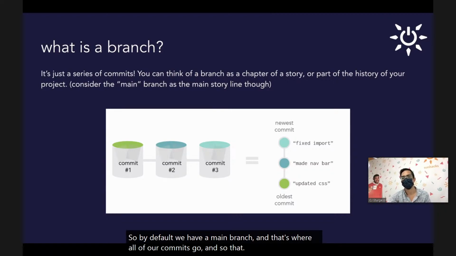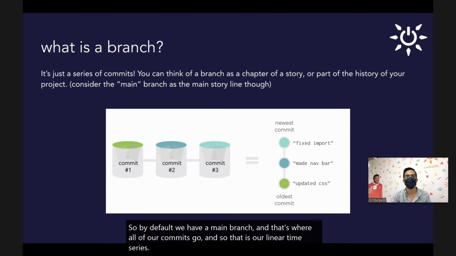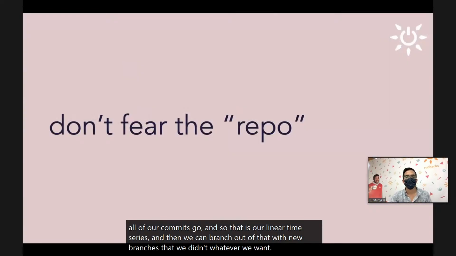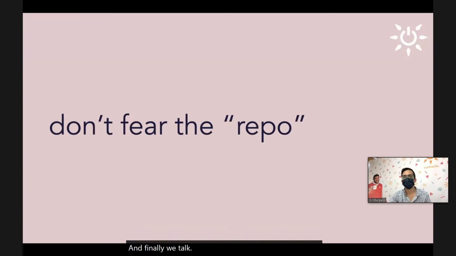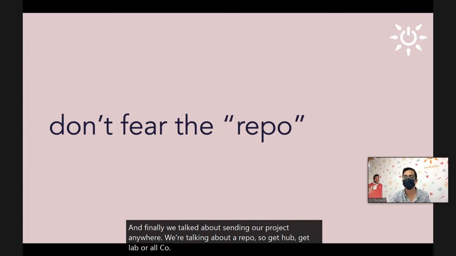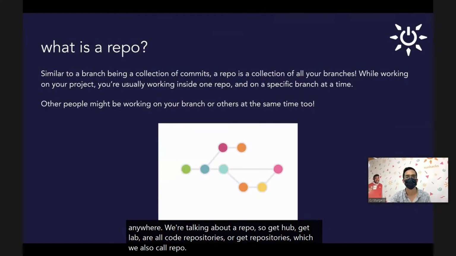And so that is our linear time series. And then we can branch out of that with new branches that we name whatever we want. And finally, when we talk about sending our project anywhere, we're talking about a repo. GitHub and GitLab are all code repositories, or Git repositories, which we also call repos.